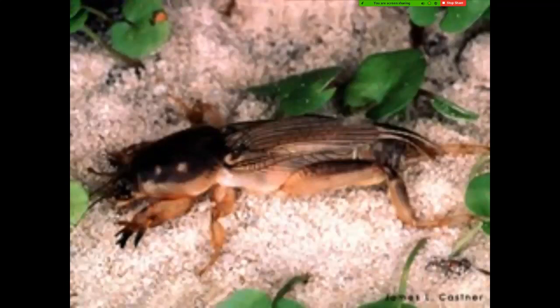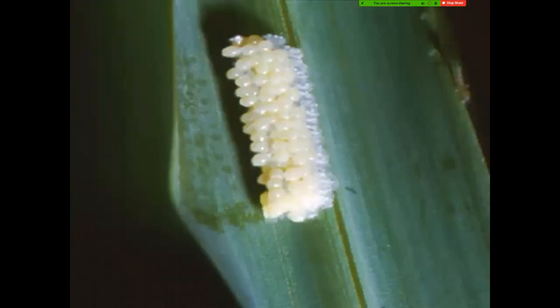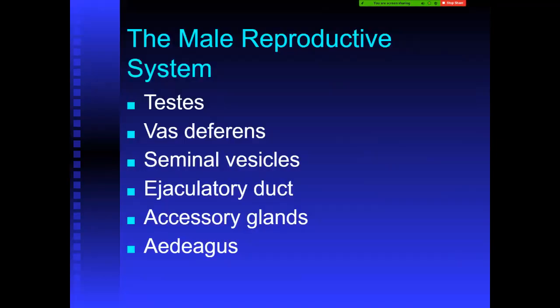This is a Jerusalem cricket, and it's going to lay its eggs in the soil, or maybe on this leaf. But anyway, these are a bunch of eggs that have been glued together. So anyway, that's kind of the gist of the female reproductive system.